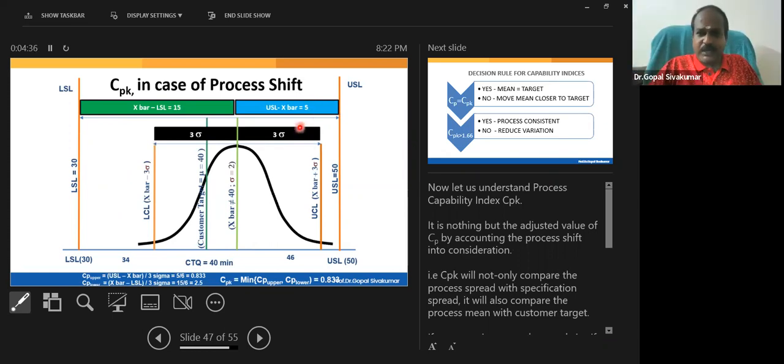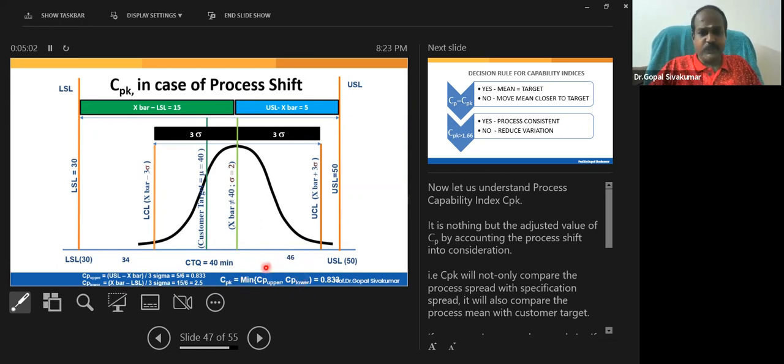So the blue bar divided by 3 sigma is known as Cp upper. The green bar divided by 3 sigma is known as Cp lower. Which one is now measuring your risk? Cp upper. Whichever is lower, that will carry the risk. So our formula for Cpk is the minimum of Cp upper and Cp lower.